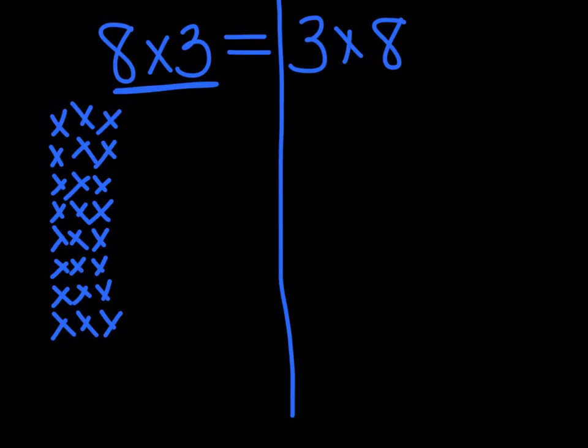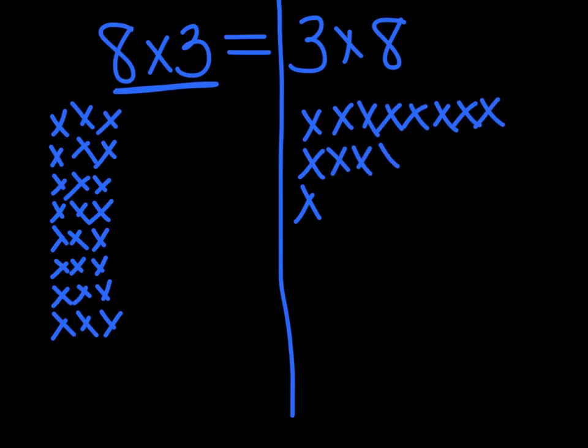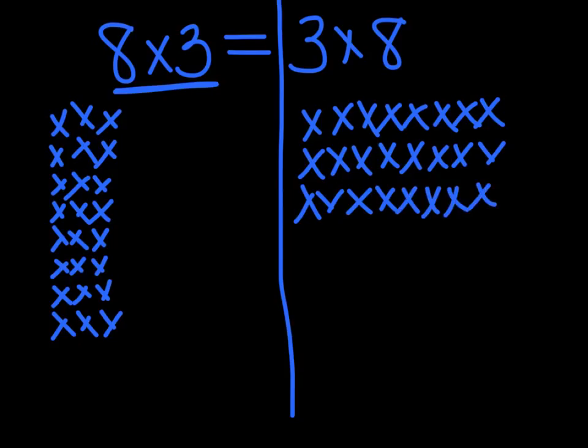Okay, so 8 groups of 3. Over here, I'm going to do 3 groups of 8. So 3 going down and 8 in each group. 1, 2, 3, 4, 5, 6, 7, 8. Who's going to win? Is it going to be me or you? I have to talk and make X's at the same time, so I have a disadvantage.